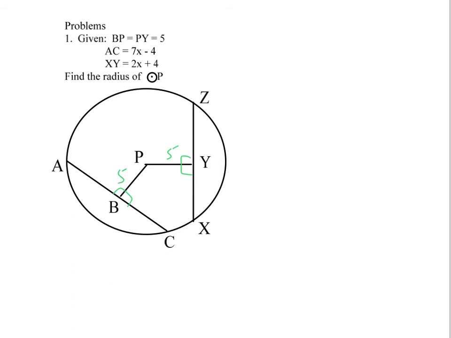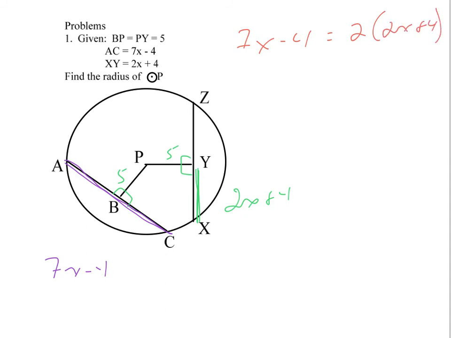AC is 7x minus 4, and XY is 2x plus 4. If those are right angles as I drew them in, now we know that AC is equal to 2 times XY. So I can write this now. 7x minus 4 is equal to 2 times 2x plus 4.